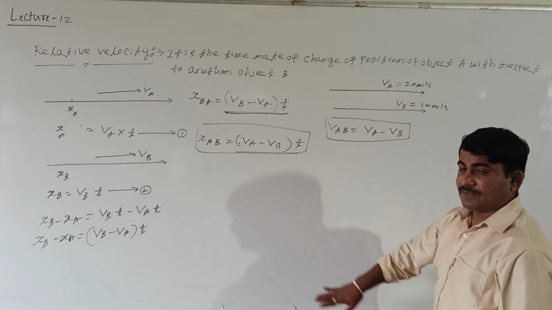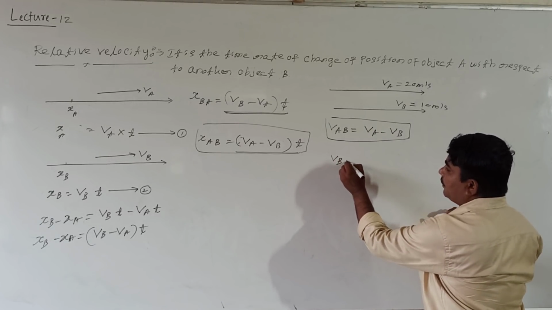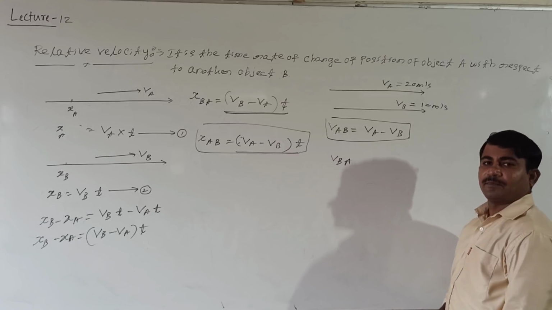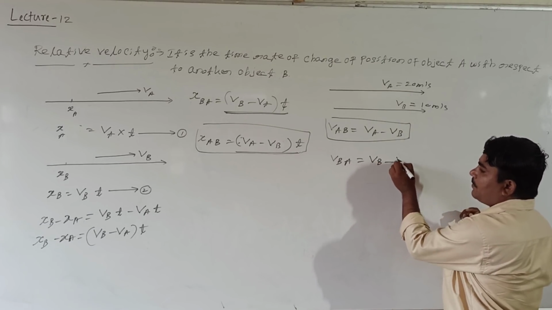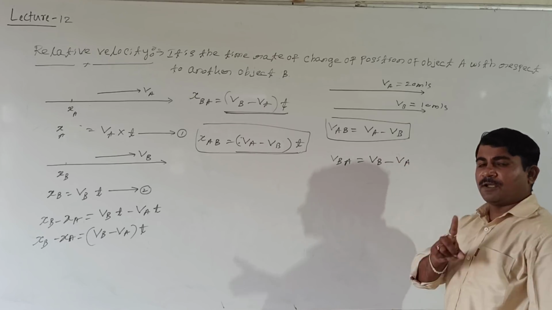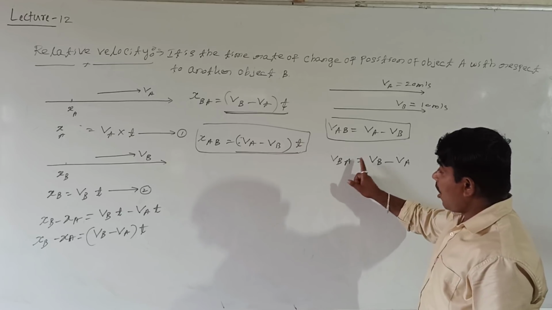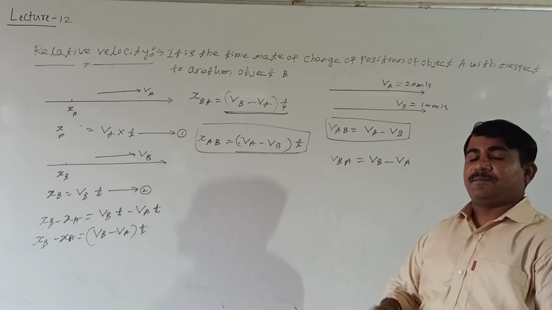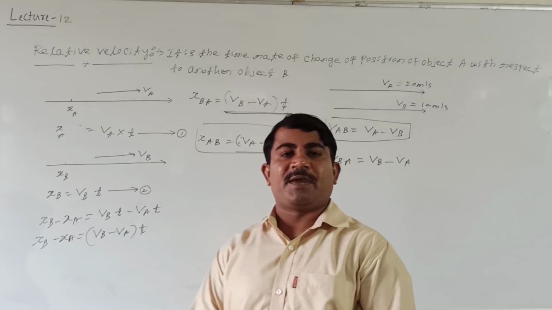Now I will take the reverse. Reverse means velocity of object B with respect to object A. This one how to write? This can be written as VB minus VA. What is the meaning of this? The meaning of this is the person A observes the velocity of B. Person A observes the velocity of B.